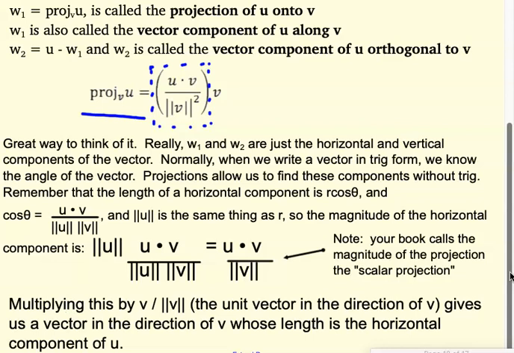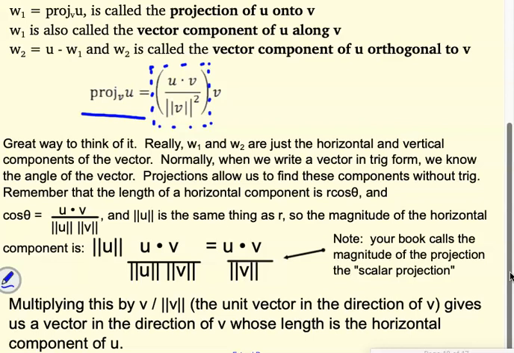And I do a little bit of deriving. Remember the length of the horizontal component is r cosine theta. We know this formula for the angle, right? Cosine theta is u dot v over magnitude of u, magnitude of v. And the magnitude of u is the same thing as r. So this is my cosine theta, and there's my r, so r cosine theta. This would be my horizontal component of the vector if v was horizontal. Then those two things cancel. You get u dot v over magnitude of v.